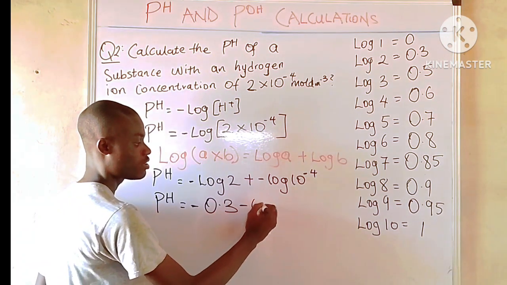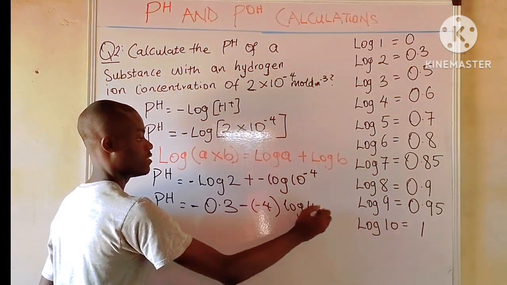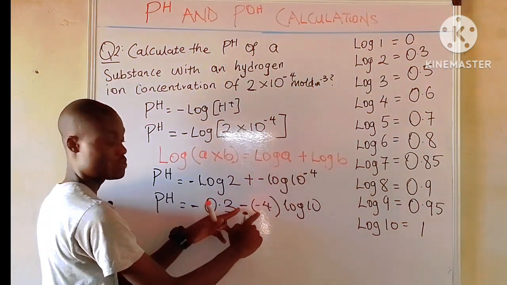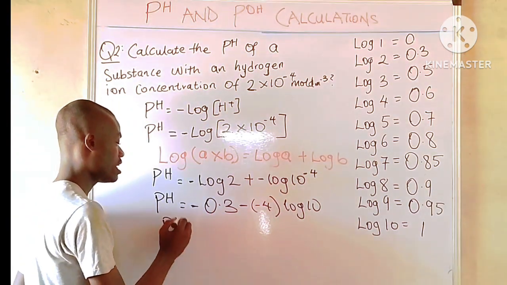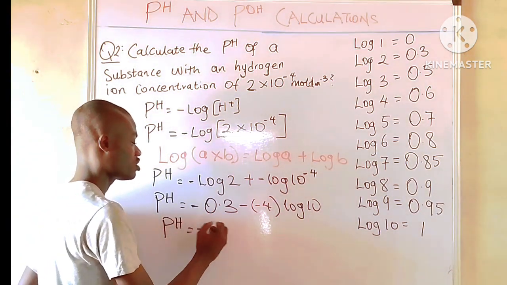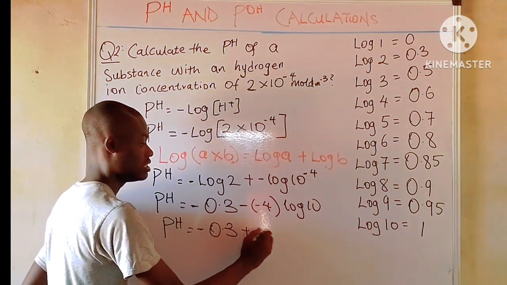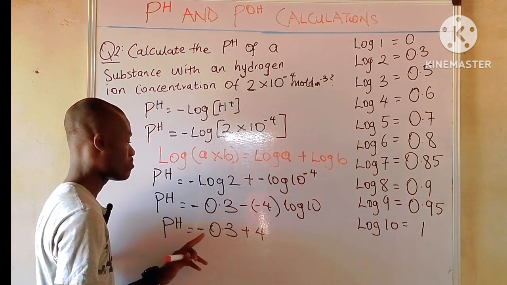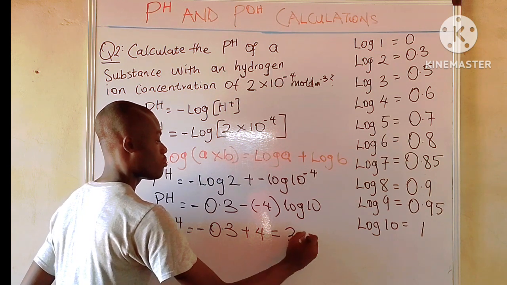So we have this as minus 4 log 10. Remember, plus minus is minus. Then taking this minus 4 to the back, we have minus 4, and we are left with what? Log 10. So therefore, the pH is equal to minus 0.3. Minus times minus is equal to plus. This is 4, and log 10 is 1. So when we subtract minus 0.3 plus 4, our pH is equal to 3.7.